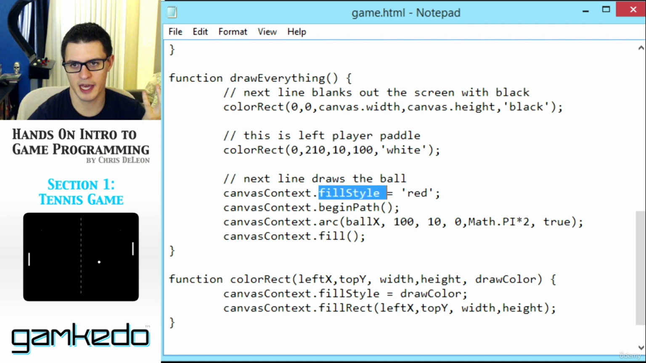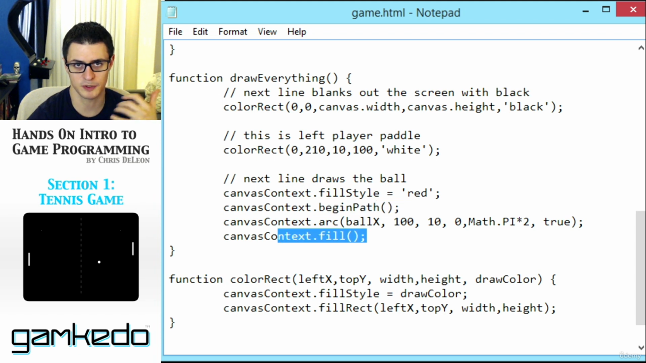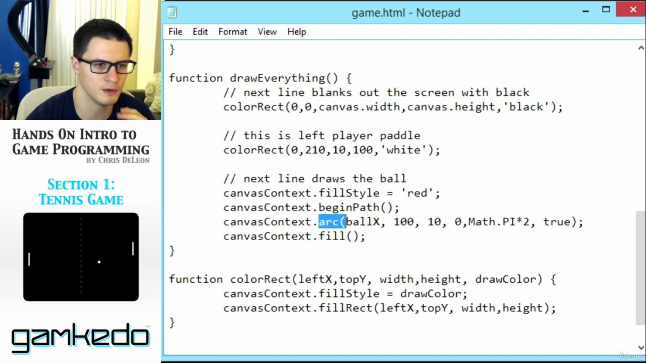Fill style, you know what that is. You recognize that from the rectangle code. Begin path is important because the way that we're going to fill this in is by calling fill at the end. There's no arc fill in the same way there's a rect fill. An arc is really meant for drawing like a sort of a filled in chord of a circle in which it accepts a few different arguments.